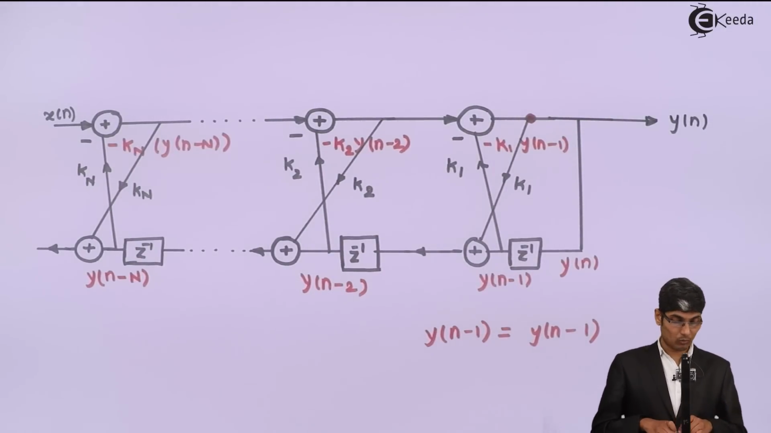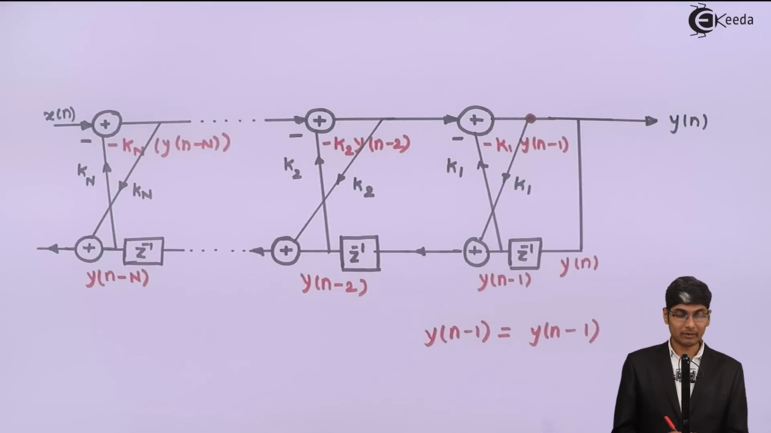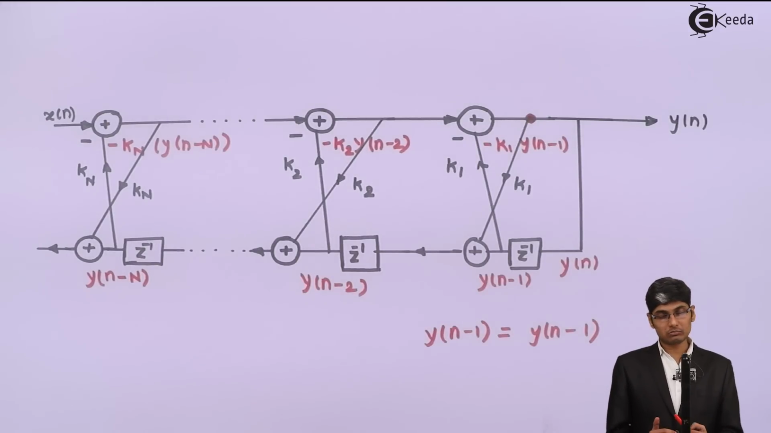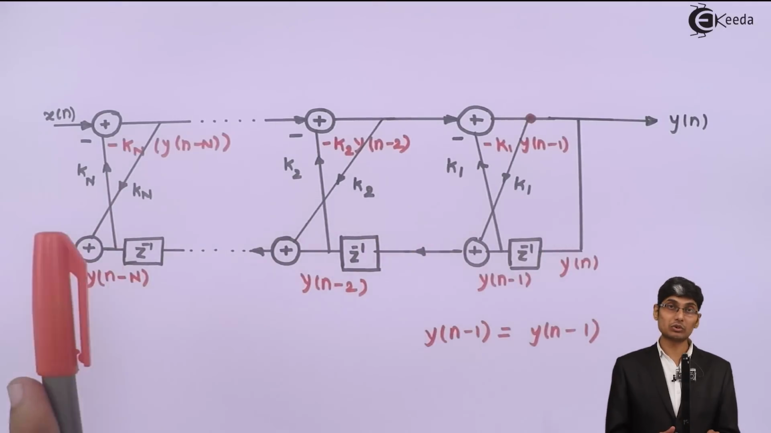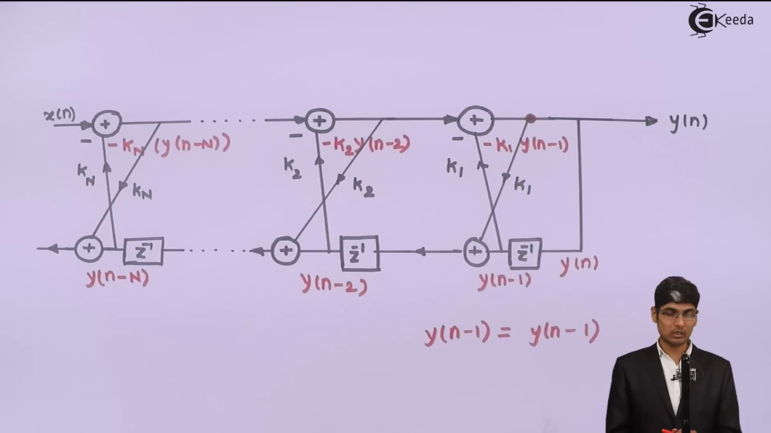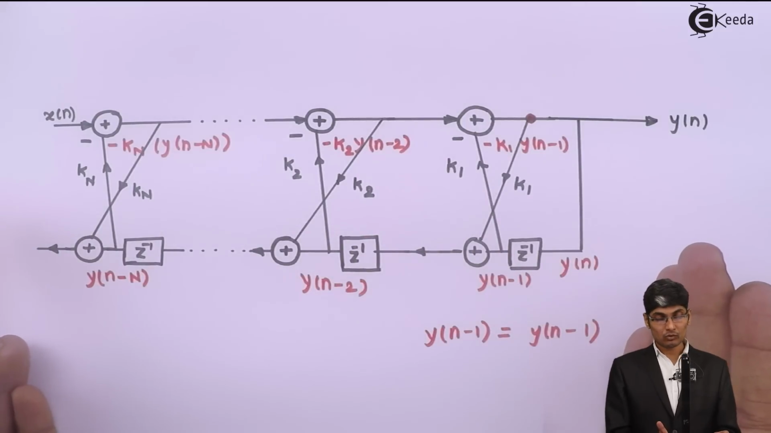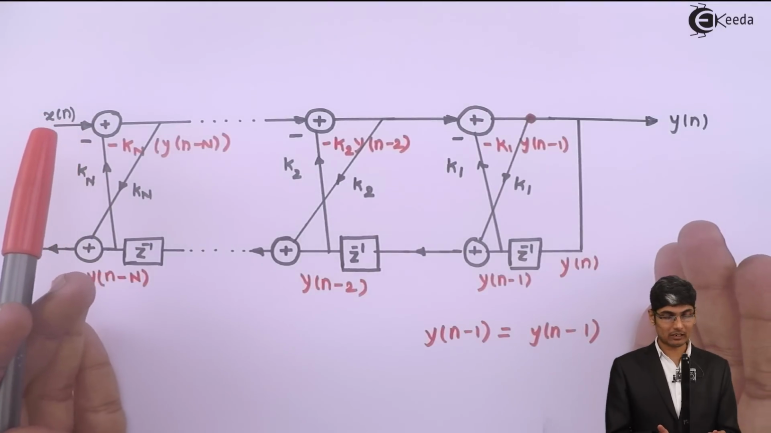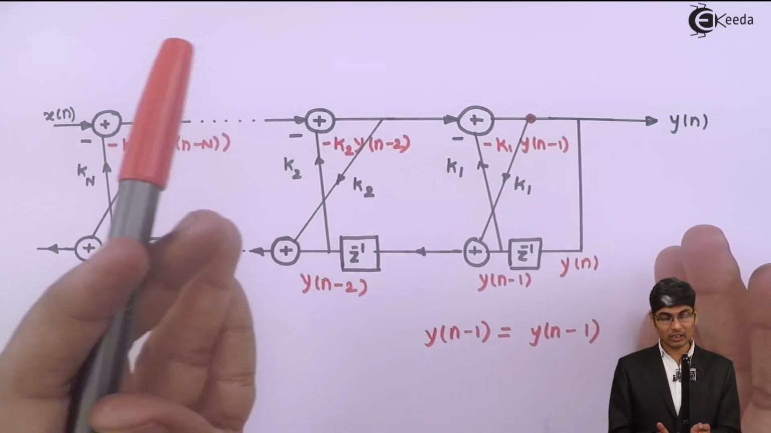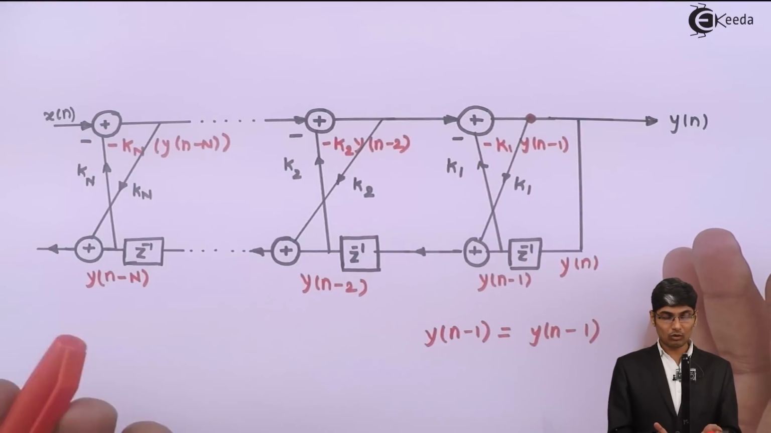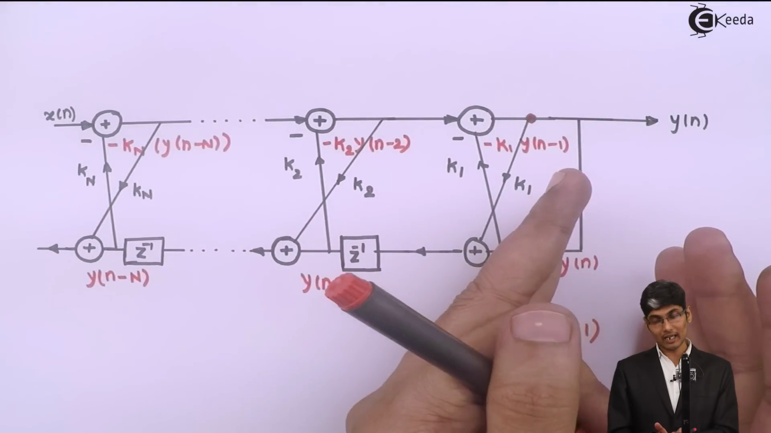What we can see in the lattice structure is that the coefficients are commanded by the order of the polynomial. If the polynomial has order 3, then the maximum number of structures I will have is 1, 2, 3. If the polynomial order is 4, then the lattice will repeat 4 times, starting from the right hand side and progressing towards the left hand side. So if the order is 3, we will have k3, k2, k1. If the order is 4, then it will be k4, k3, k2, k1, and so on.